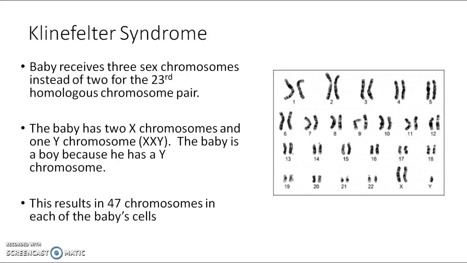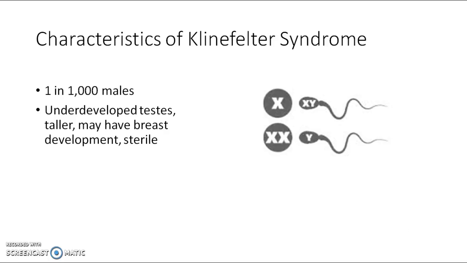The next type of non-disjunction disorder is called Klinefelter syndrome, and this happens when there's non-disjunction in the 23rd chromosome pair, which is the sex chromosomes. So notice in this karyotype that the baby has 2 X chromosomes and a Y chromosome, when normally they would just have either XX or XY. Now this baby will be a boy because he has a Y chromosome. This baby is going to have 47 chromosomes in each of his cells.